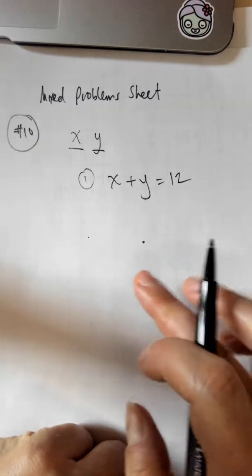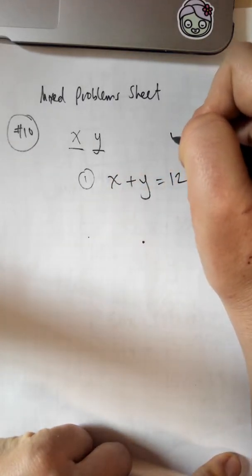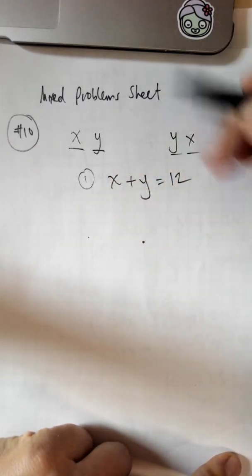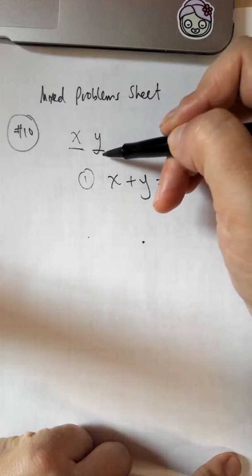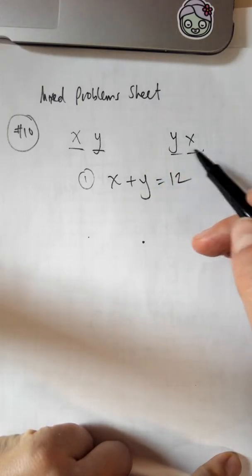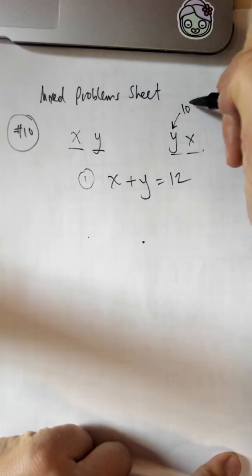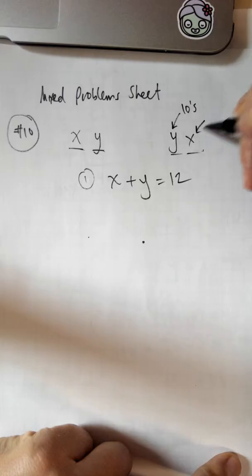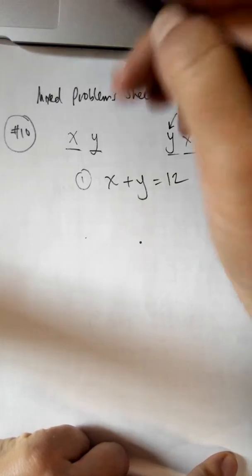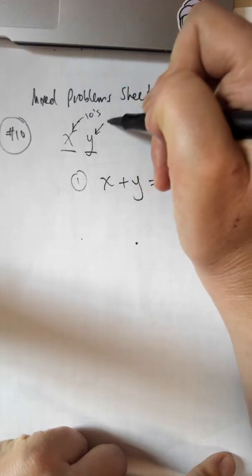So let's think about this. If the digits were reversed, so if it were yx, then the difference between the new one and the original one is 54. So let's think about the values of this. Really, y is in the tens column, so I'm going to write tens. And x is in the ones column. And over here, in the original number, x is in the tens column and y is in the ones column.